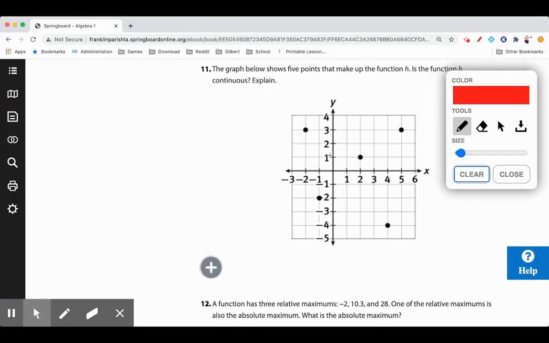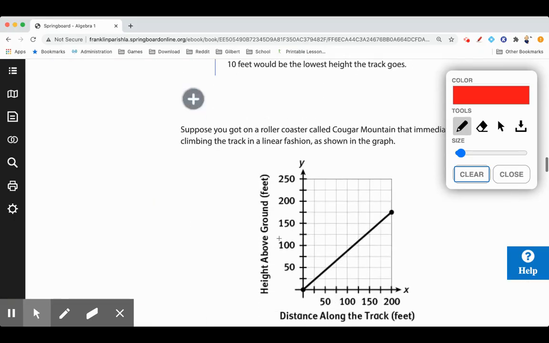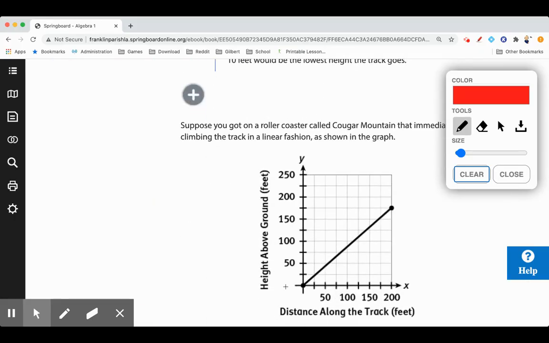Okay, this would be discrete. You have a point, then you have another point. Okay, then you have another, then another, and then another. Discrete. It's separated by gaps. Continuous has a line connecting them. It covers everything in between.